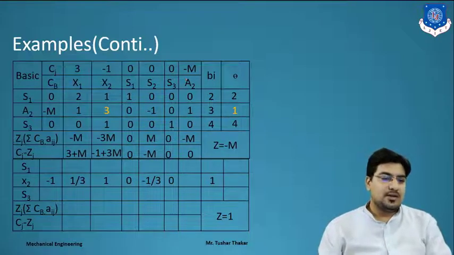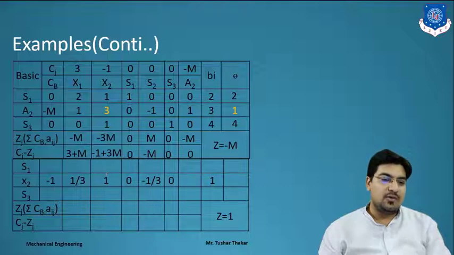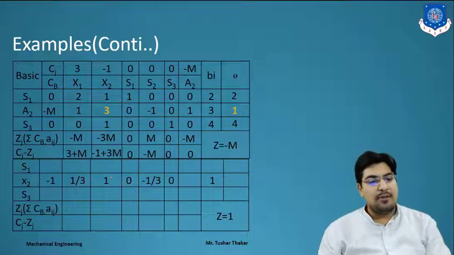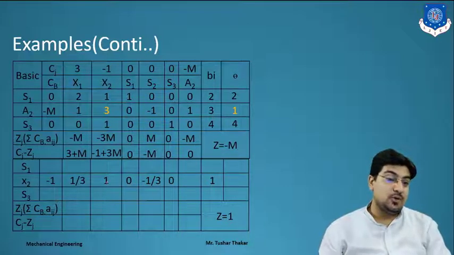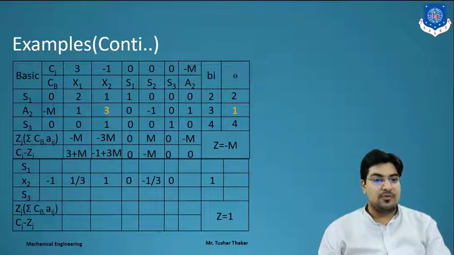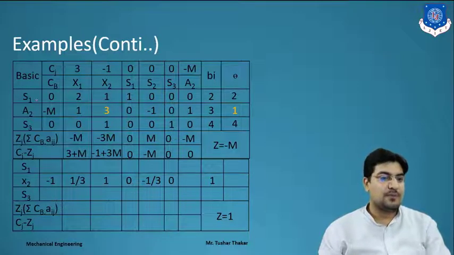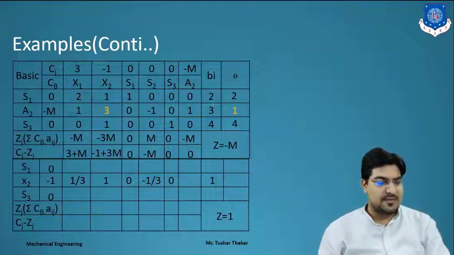Clear? So what is the next step? We have to find the new S1 row. For that, above and below the key element we always need a 0. This value is 1, so we have to do the old row of S1 minus the new row of x2. Here S1 is equal to 0, so we can put over here S1, and S3's basic coefficient is 0.